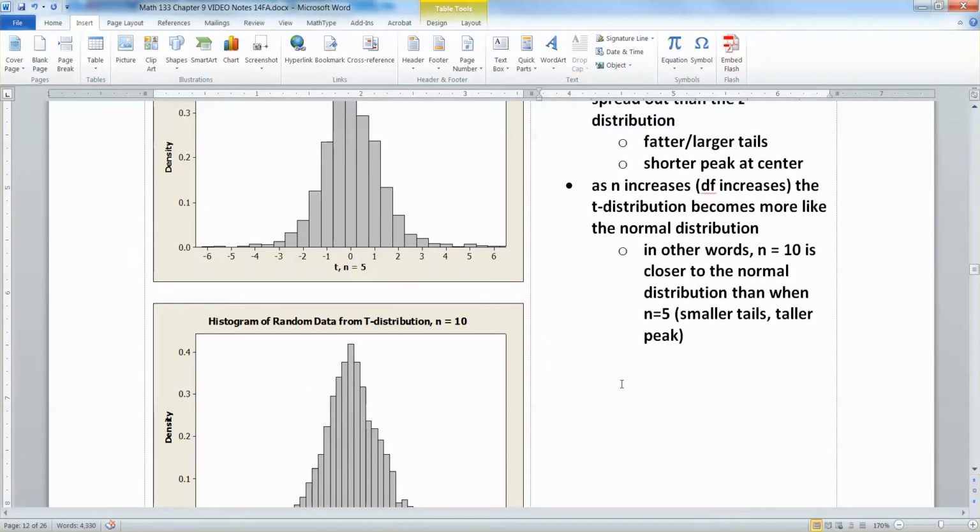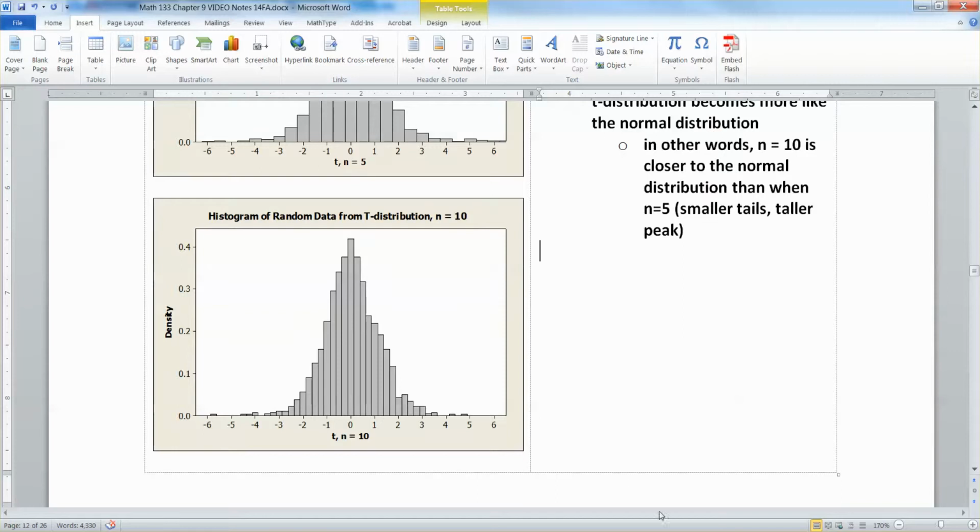And we'll just have to stop right there, and we'll pick right back up at looking at the T distribution in the next video.